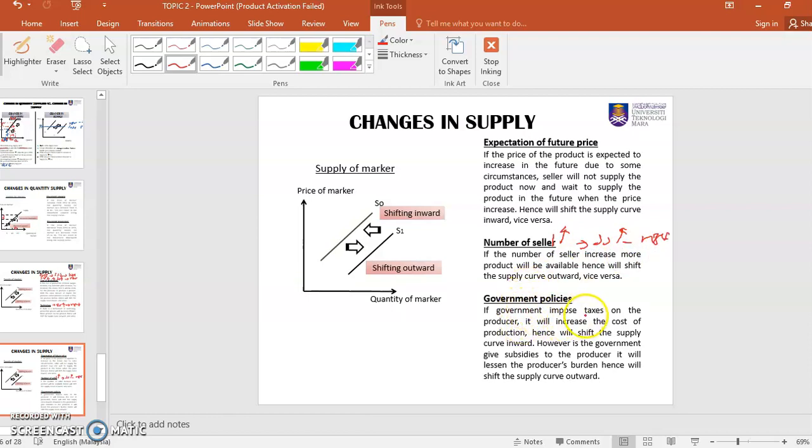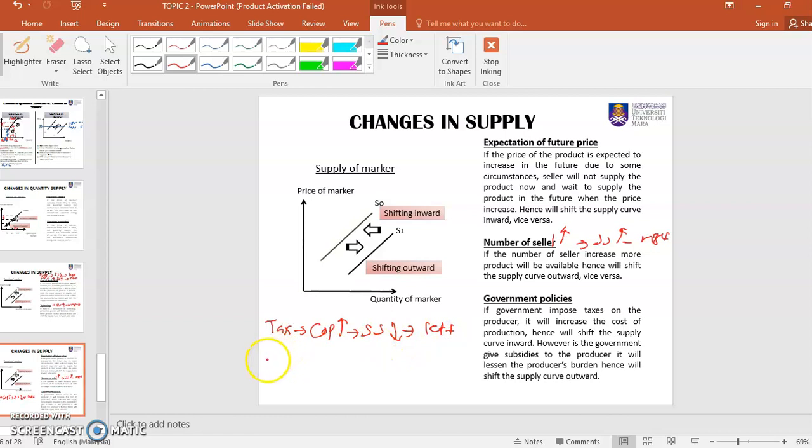Government policies. If government impose taxes on the producer, it will increase the cost of production, hence will shift the supply curve inward. However, if the government gives subsidies to producer, it will lessen the producer's burden, hence will shift the supply curve outward. Okay. Maksudnya bila government impose tax to the producer, kan? So bila kenakan tax, cost production akan meningkat. Okay. So when cost production increases, supply of good will decrease. So supply curve shift to the left.